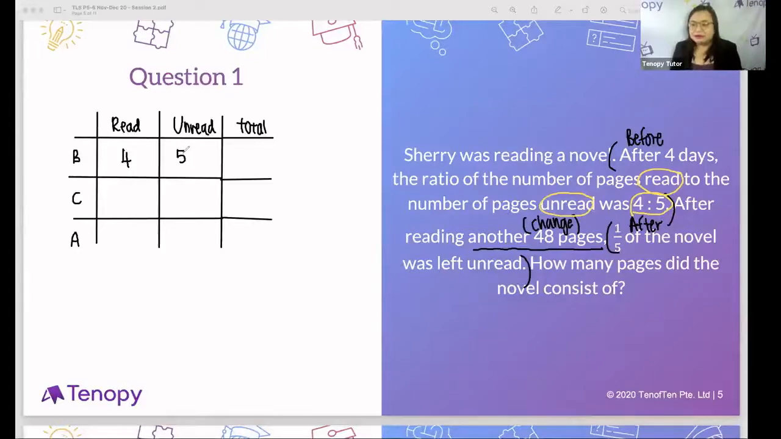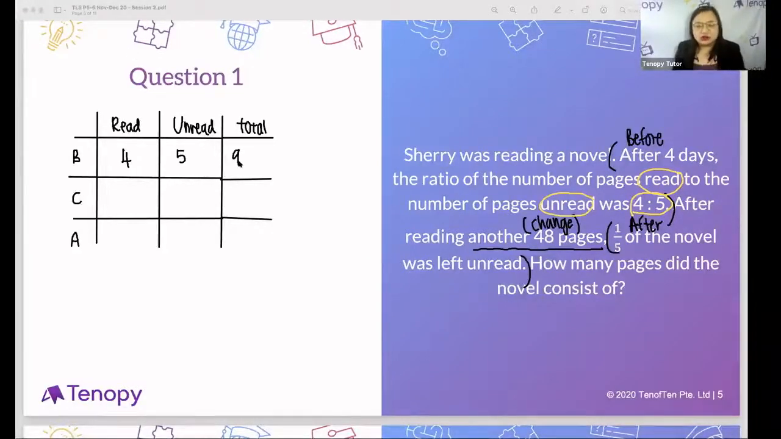Is that very clear? Now remember, ratio is like its simplification. Okay, it's something like a fraction. So numerator goes to the first term, denominator goes to the last term. So in this case, similar context, read is 4, unread is 5. So what forms the total? I have 4 as read, 5 is unread. So my total, 4 plus 5, 9.